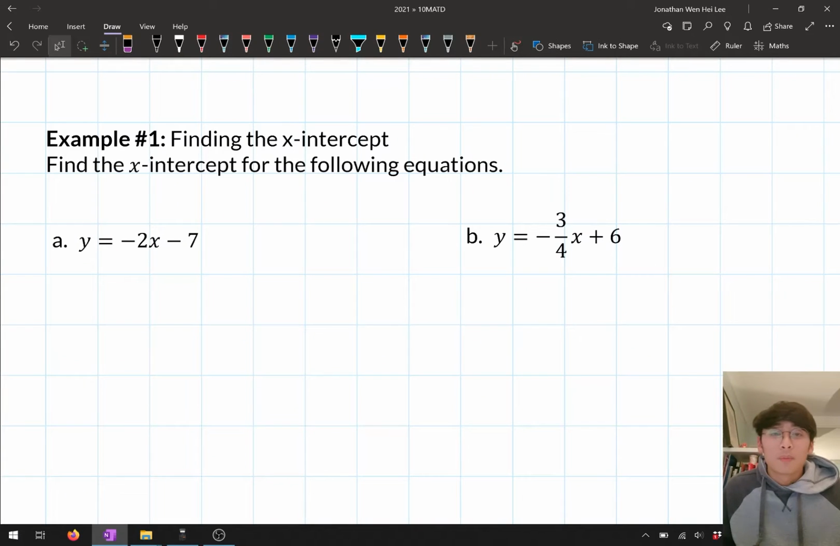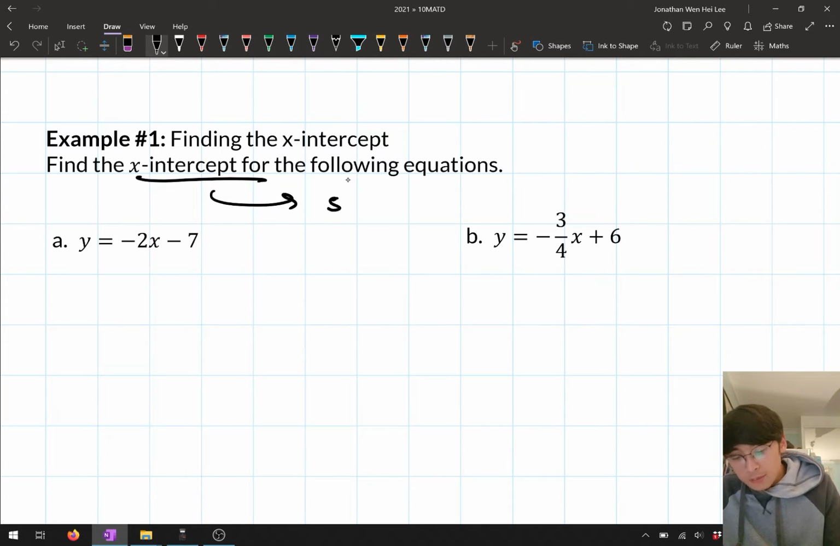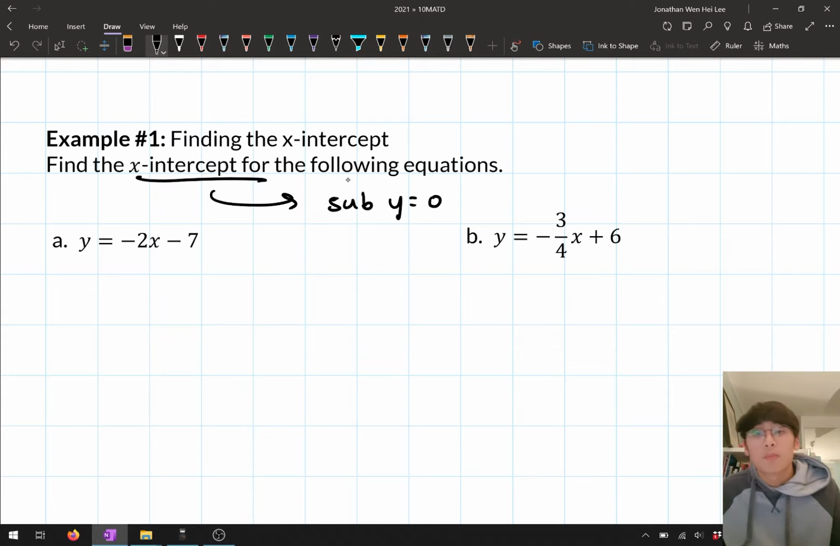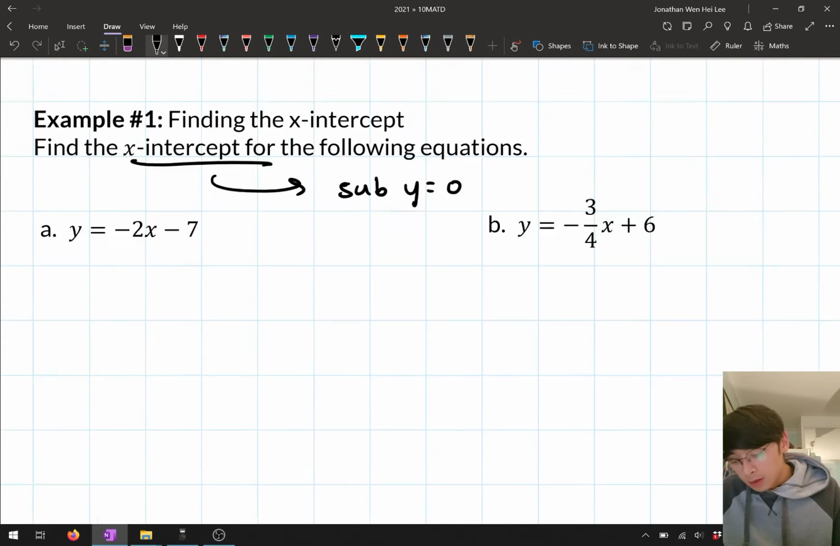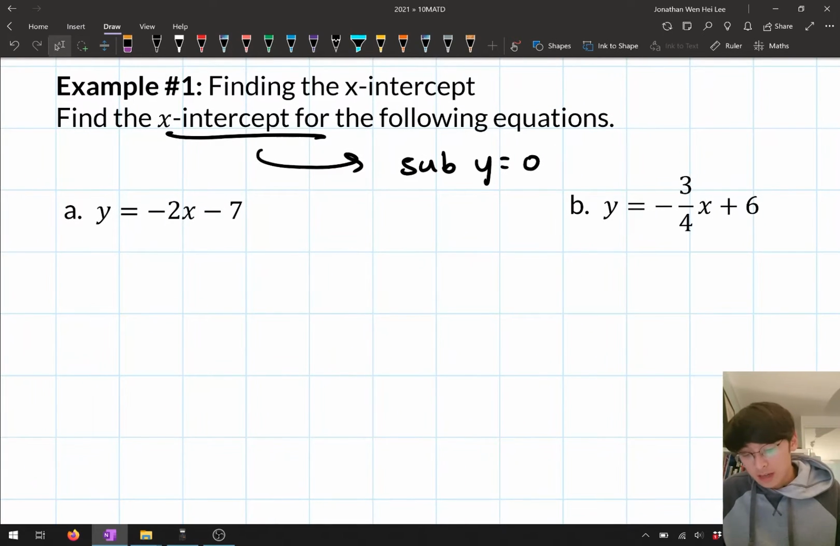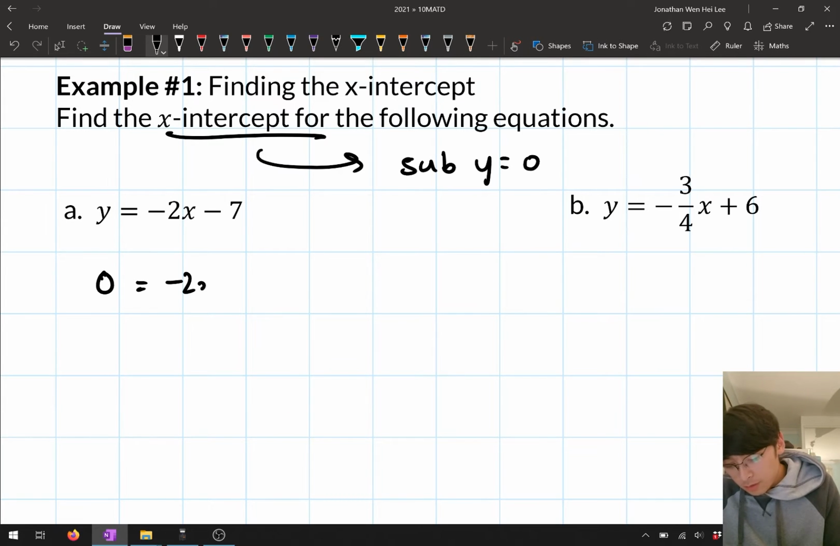For the following, we've already found the y-intercept. What we're going to be doing here is looking for the x-intercept. So example 1, finding the x-intercepts. Find the x-intercept for the following equation. Here we've got two equations, and we want to find the x-intercept. The way we do this is, if looking for the x-intercept, we sub in y is equal to 0. We replace y with 0. So let's have a look at this first example. We've got y is equal to negative 2x minus 7. So I'm going to substitute y is equal to 0 to find the x-intercept. So I'm going to have 0 is equal to negative 2x minus 7.